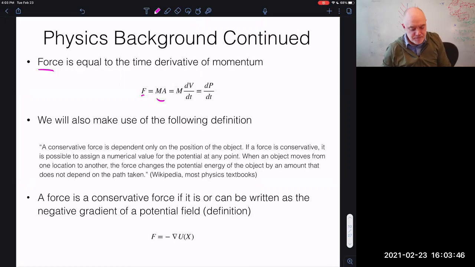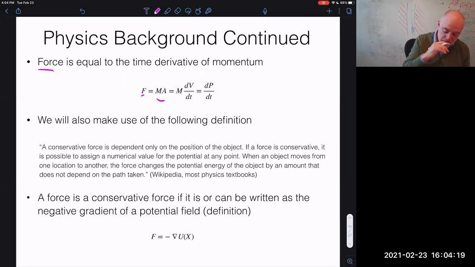Okay. We also have to make use of the following definition. A conservative force is dependent only on the position of the object. If a force is conservative, it is possible to assign a numeric value for the potential at any point. When an object moves from one location to another, the force changes the potential energy of the object by an amount that does not depend on the path taken. Okay? So there are, I think, 3 equivalent definitions of a conservative force, but a force is a conservative force if it can be written as the negative gradient of a potential field.